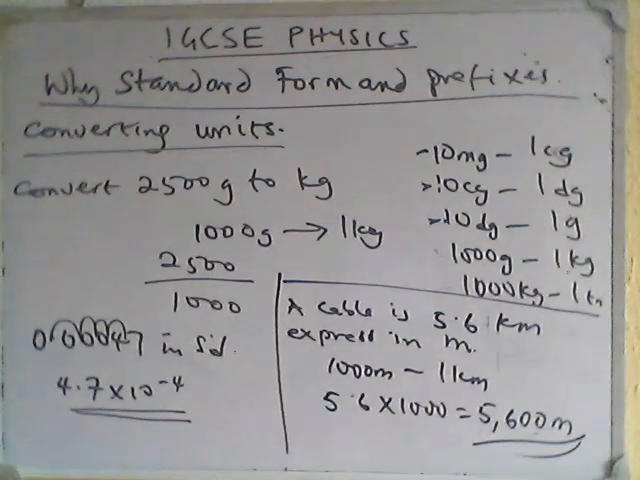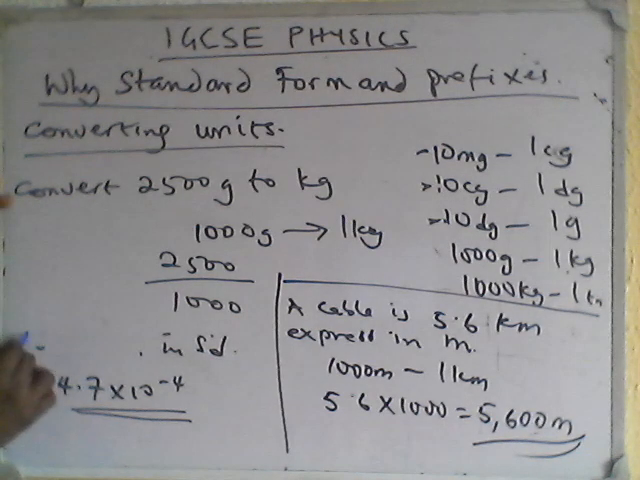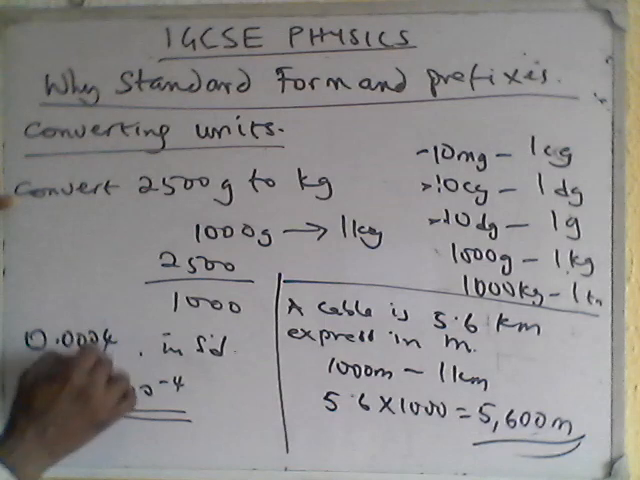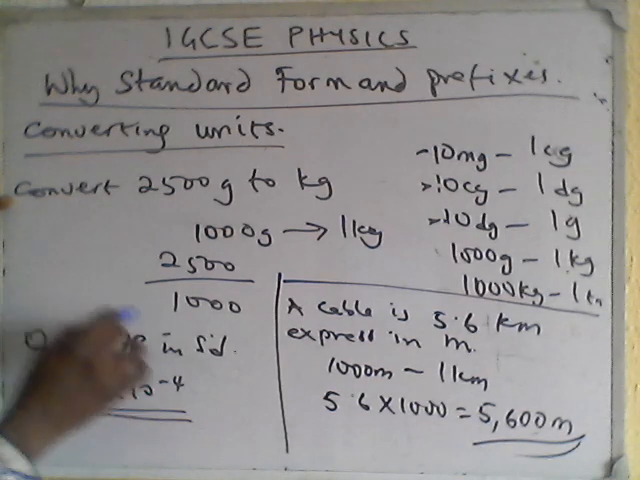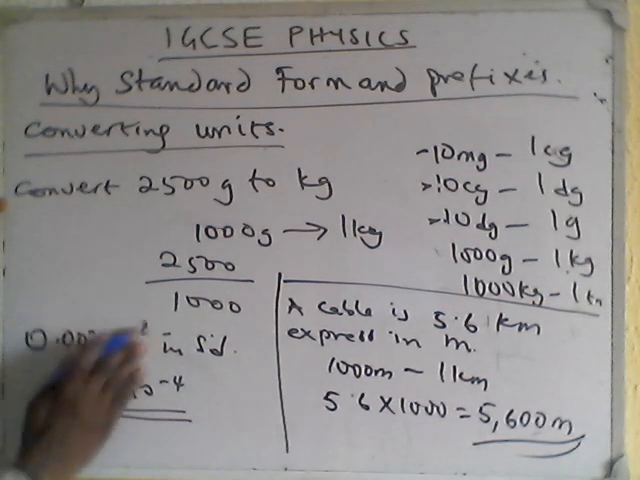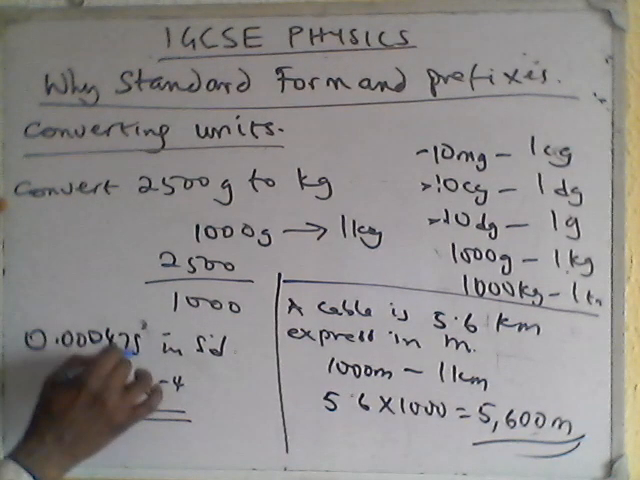So you need to look at significant figures. Rounding to significant figures is just to start counting from the first non-zero digit. So for instance, this one, 0.00047, let me put 8 here. 478.